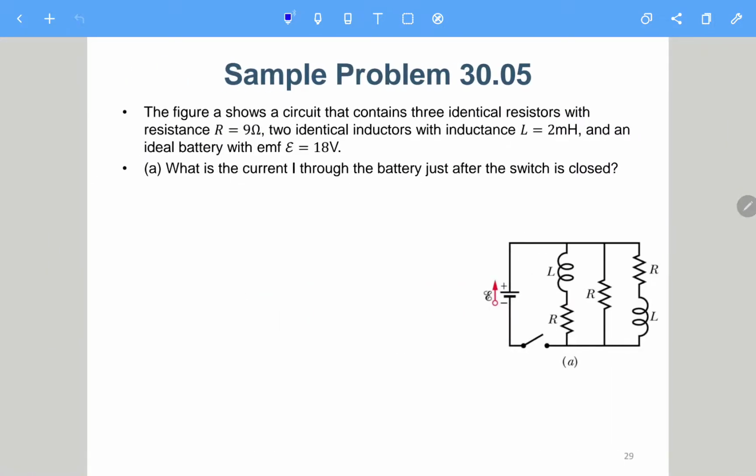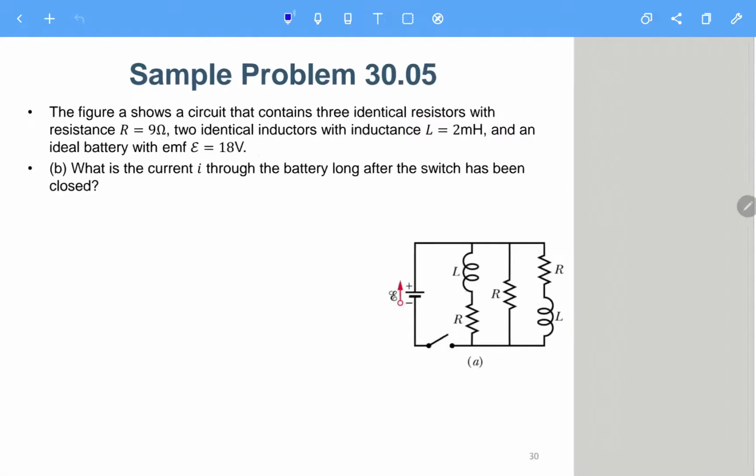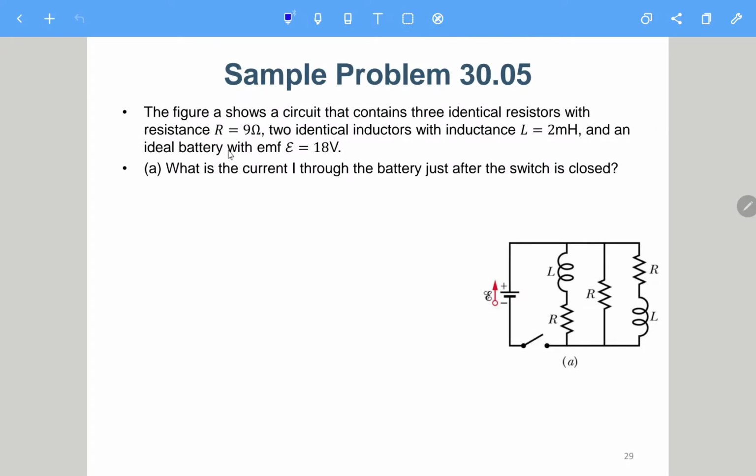So let me finish this sample problem first. Okay, so here it says the figure A shows a circuit that contains 3 identical resistors. This is 1, 2, 3 resistors with resistance capital R, 2 identical inductors, this is 1, this is 2, and an ideal battery with EMF E to be 18 volt. What is the current I through the battery just after the switch is closed?